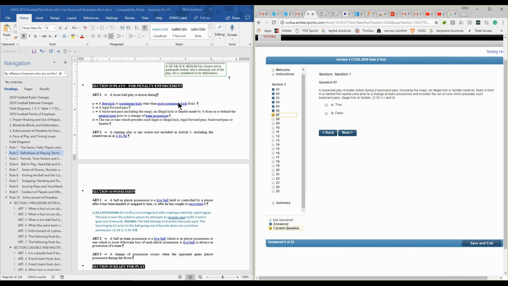Other than post-scrimmage kick fouls, don't worry about that. It also includes a legal forward pass, which isn't listed here, but here we have the things that are listed.